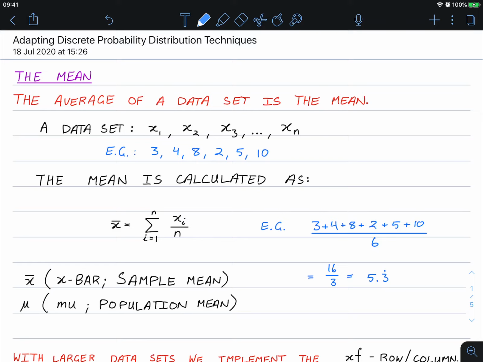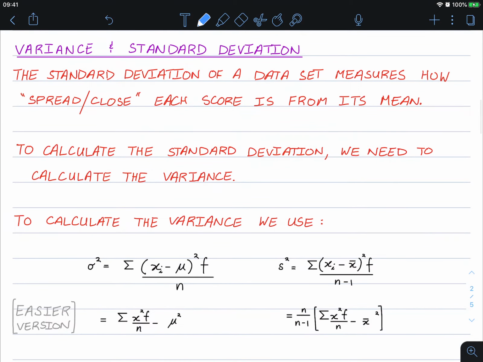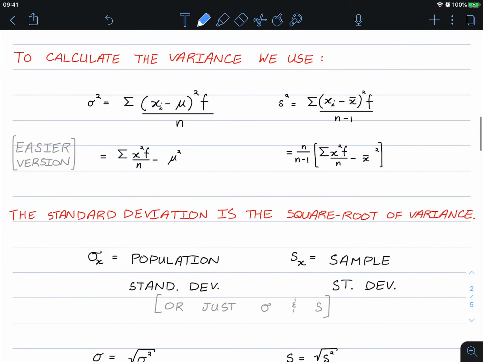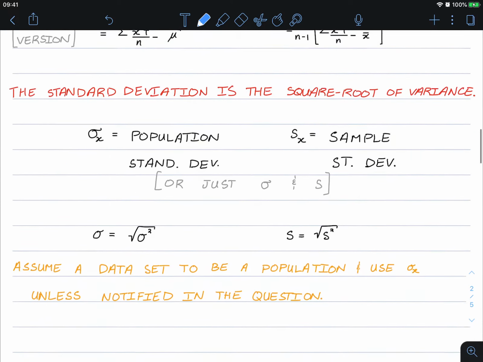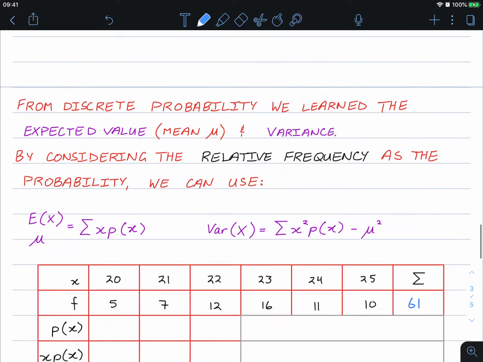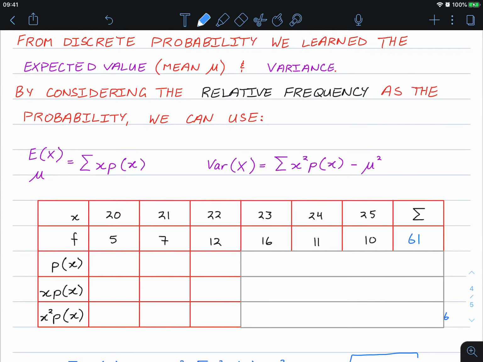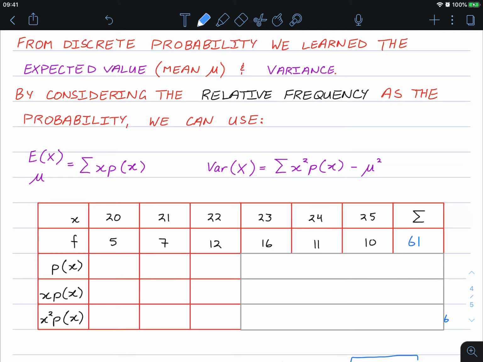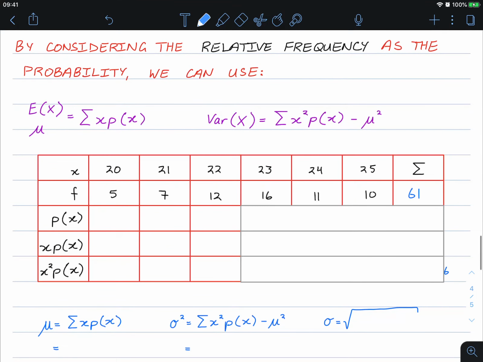Hello class, this is just a follow-up video on calculating the mean, variance and standard deviation, because as we saw from these last two, these were rather difficult to calculate and it took quite a long time. So what I'm going to be showing you here is we can adapt what we've learned from discrete probability to calculate the expected value or the mean and the variance, and subsequently the standard deviation. We do this by considering the relative frequency as the probability, and we can then use these two formulas.